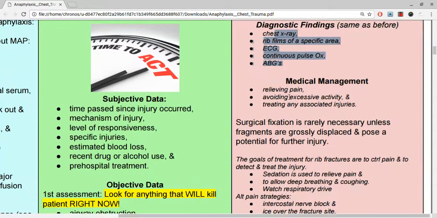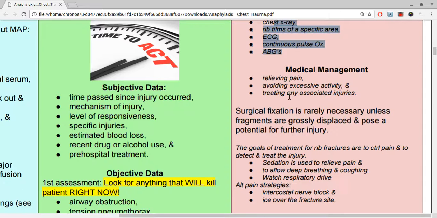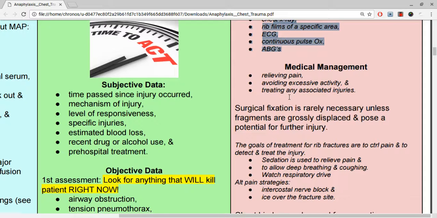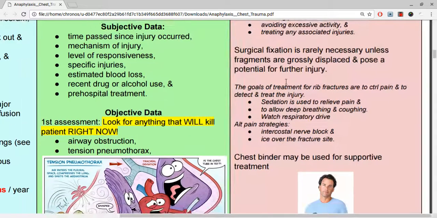Medical management. They're obvious. You're going to relieve the pain. You're going to avoid them from moving too much because they have broken bones. And you're going to treat any associated injuries. Surgical fixation is rarely necessary unless the fragments are so grossly displaced and they pose a potential for further injury.